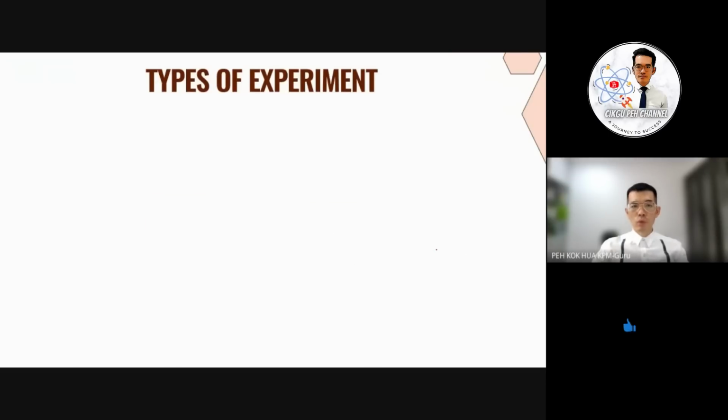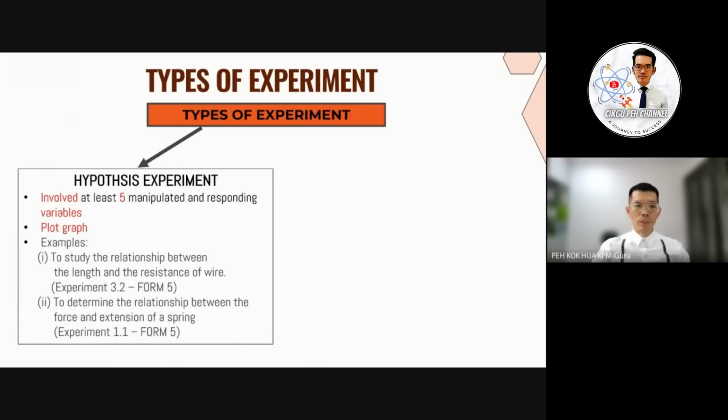Secondly, you have to know the type of the experiment. The type of the experiment is something I've never discussed in my previous videos regarding the discussion in Paper 3. So there are actually two types of experiment. The first will be the hypothesis experiment. So what is the hypothesis experiment? The hypothesis experiment involves the manipulated and responding variables in the experiment.